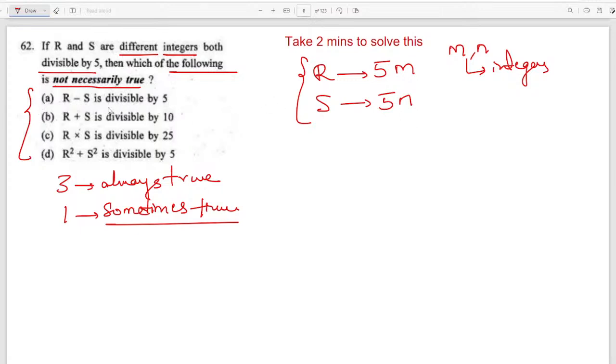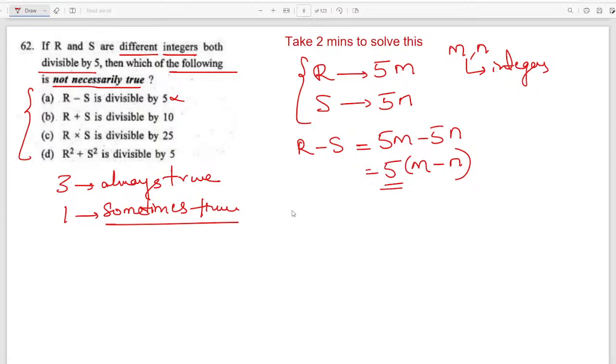R minus S is divisible by 5. R minus S is equal to 5m minus 5n. I take 5 common, m minus n. Since m and n are integers, this R minus S has a factor 5 here. So this number R minus S will always be divisible by 5. This is always true, so this is not the correct answer.